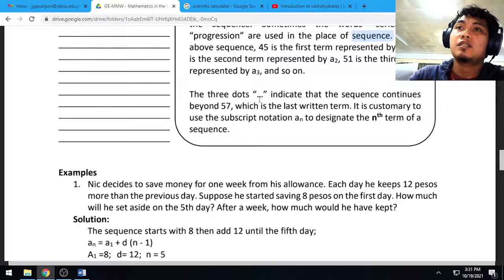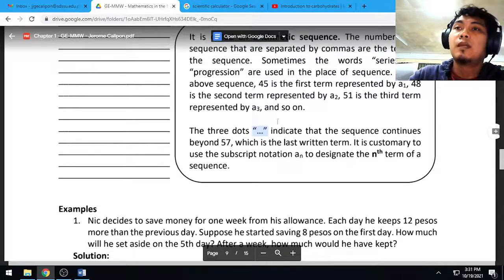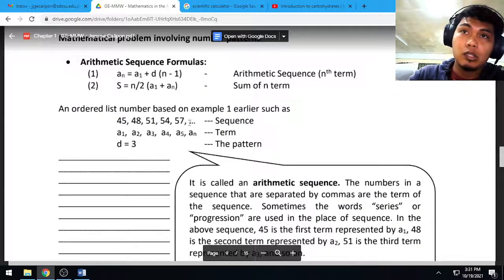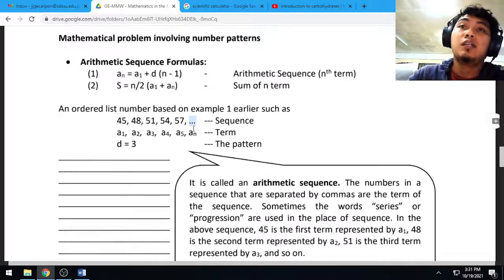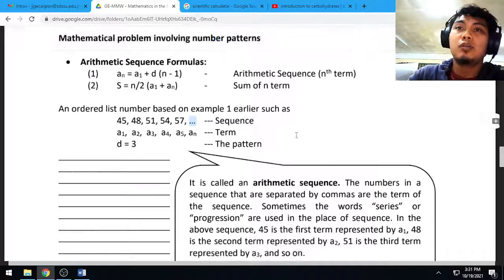So the 3 dots indicates that the sequence continues beyond 57. Pag nakita daw kayong ganito, ibig sabihin hindi lang siya hanggang 57 lang. May mga kasunod pa niyan. Alam na natin kasi meron tayong pattern na add 3. So, ano yung kasunod ng 57? 60. Ano yung kasunod ng 60? 63. Kasi may pattern na tayo.